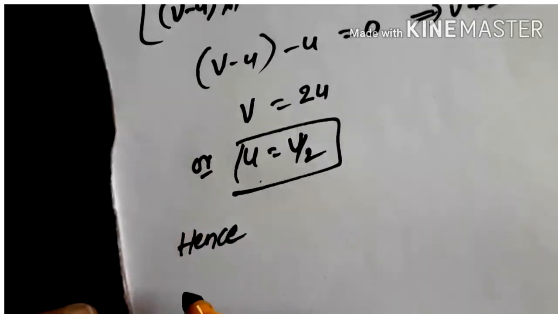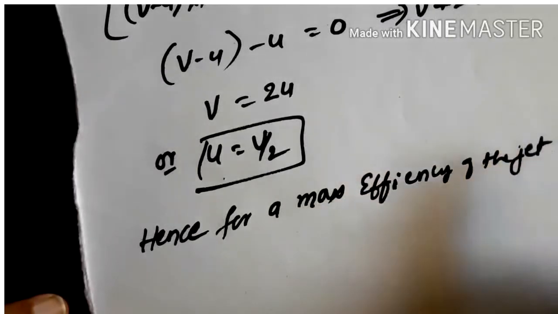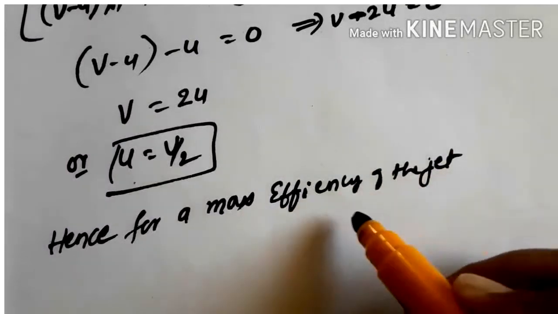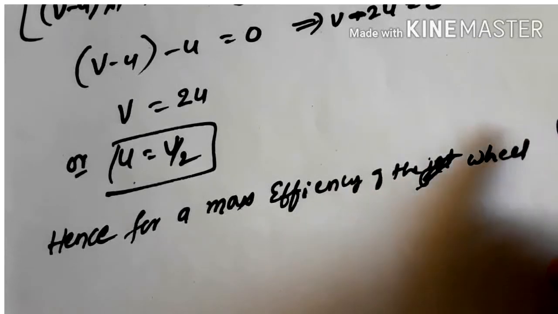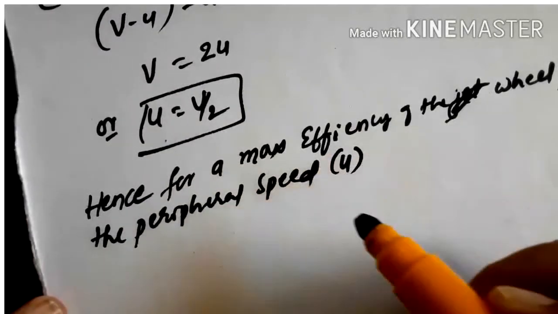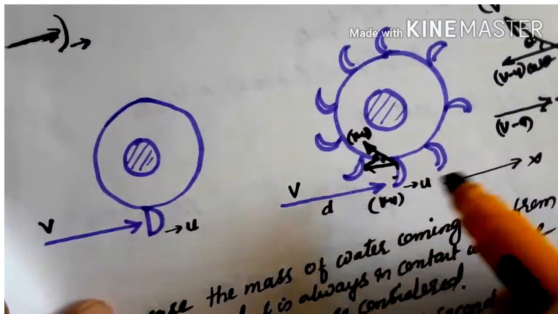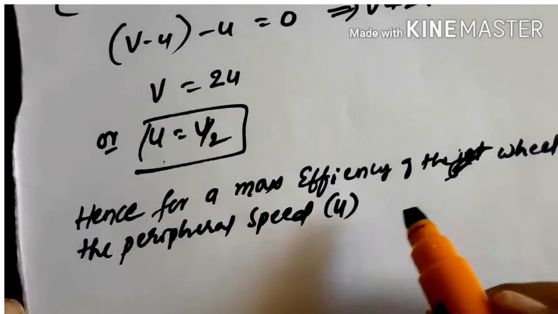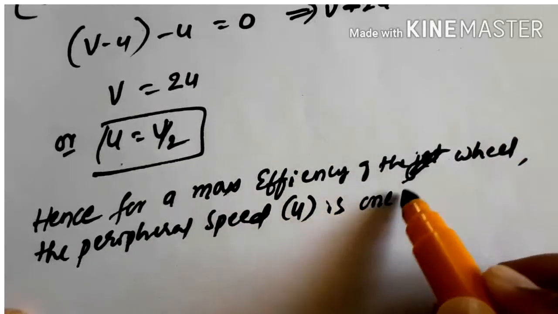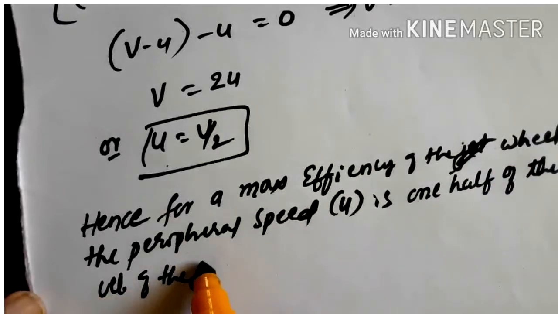Hence, for maximum efficiency of the jet, or maximum efficiency of the wheel, the peripheral speed, that is u, which depends upon the velocity of the vane, is half of the velocity of the jet.